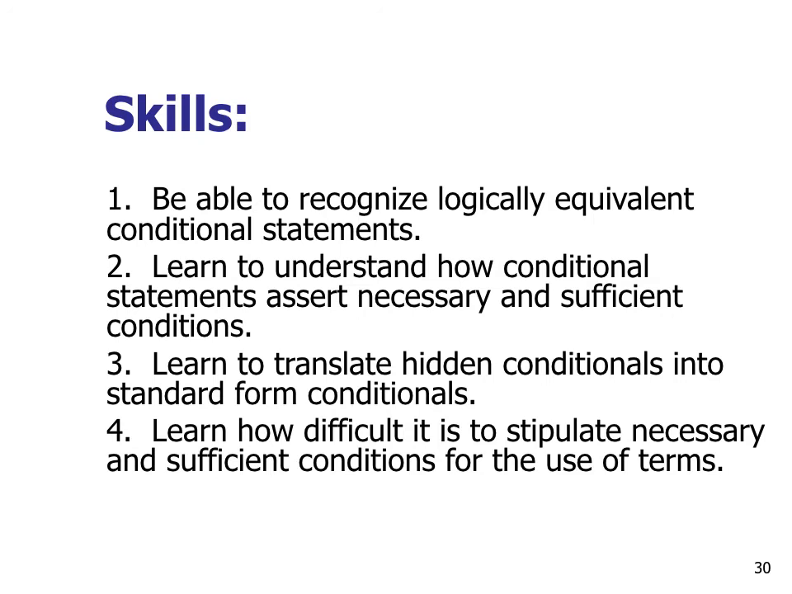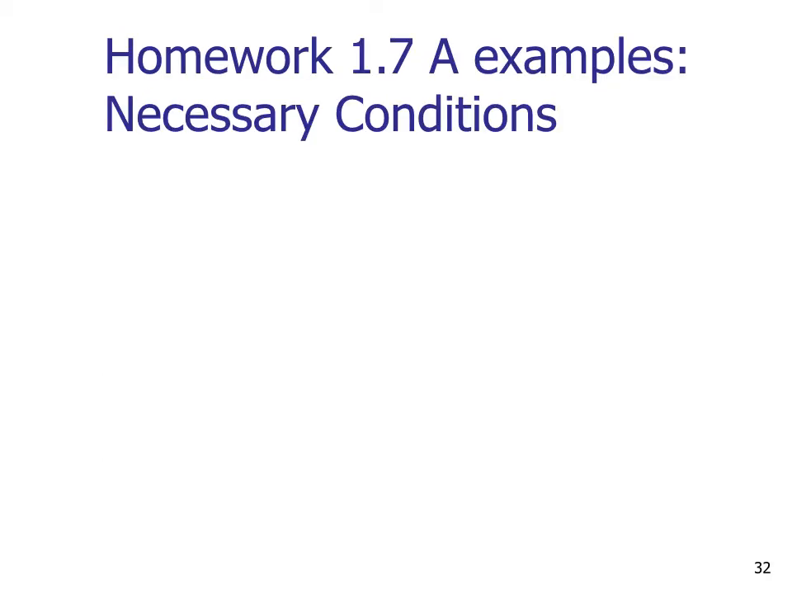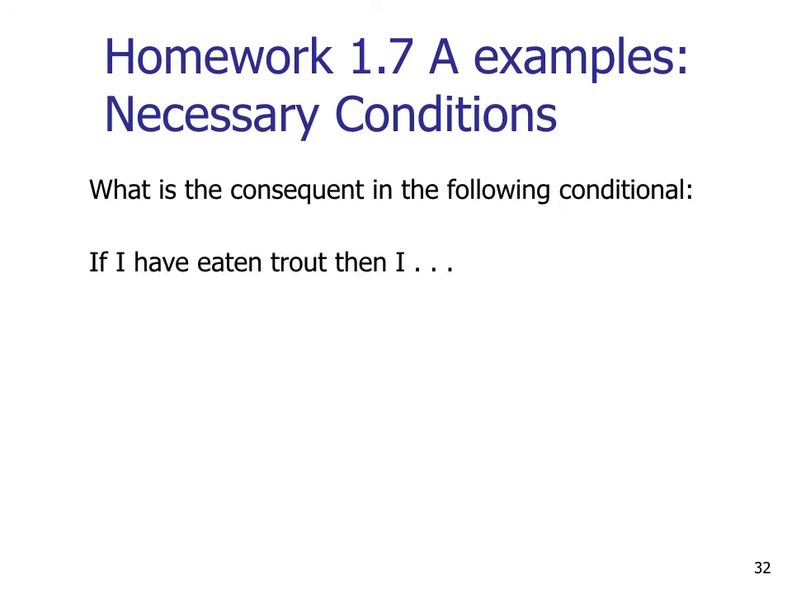And think about Harry. Stabbing him, right? That's not sufficient. Shooting him, it isn't sufficient. So really work this through. In the homework, it asks us to name a necessary condition for each of the following events. So, it's going to look something like this. Remember, the necessary is the consequent, so it's going to give you an antecedent and ask you to fill in the necessary condition of the consequent.